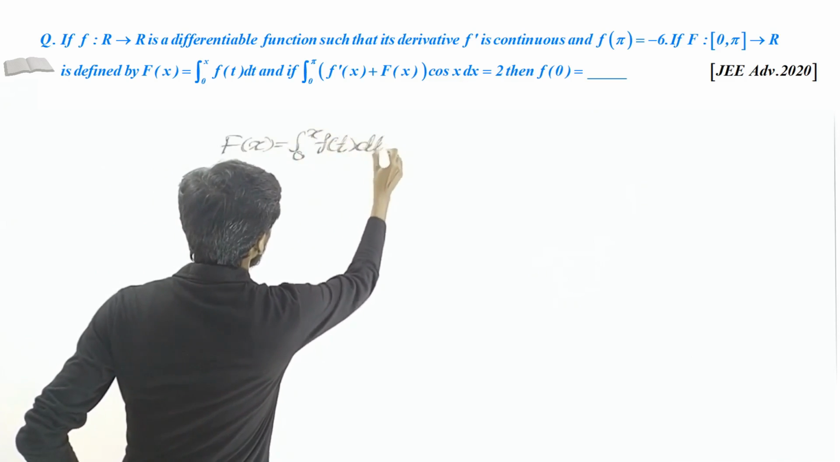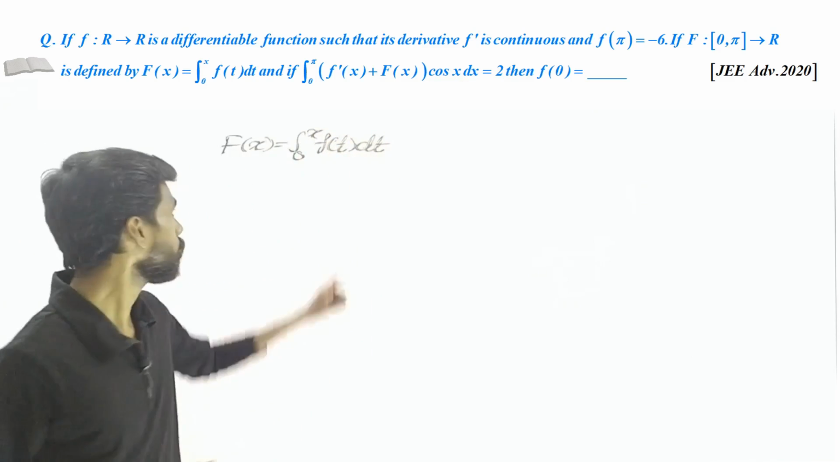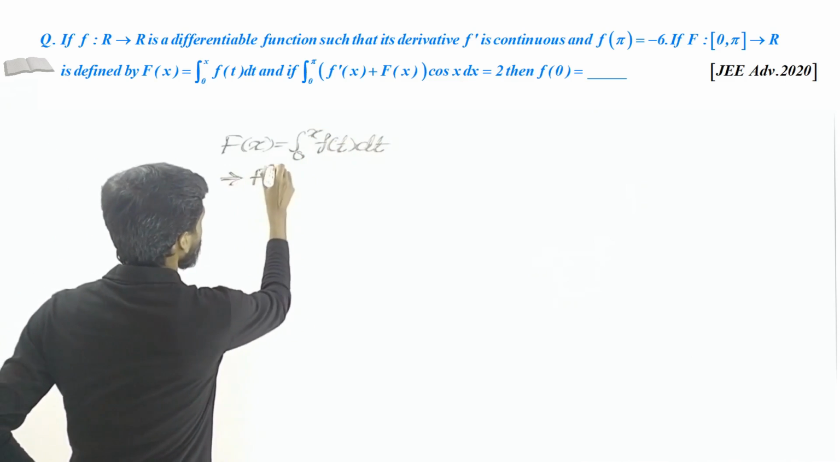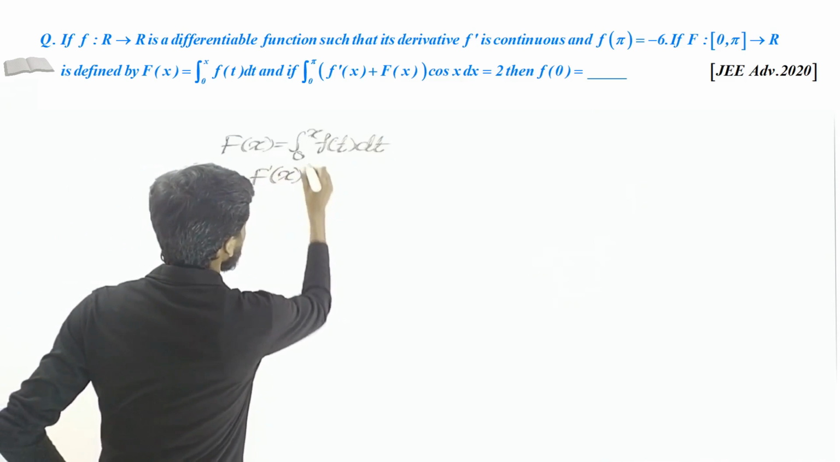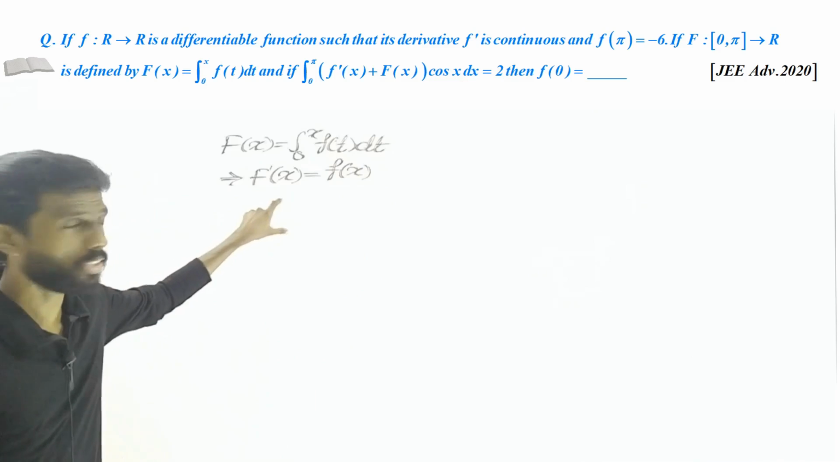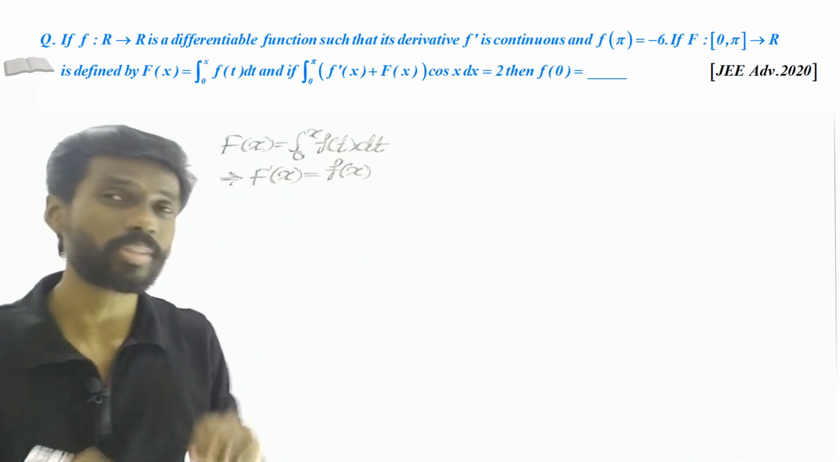So what we have to do, obviously, we have to differentiate, to remove this integral. If you differentiate, this becomes F dash x, and by Leibniz rule, that equals f of x. So F dash of x equals small f of x. Okay, so this is one relation.